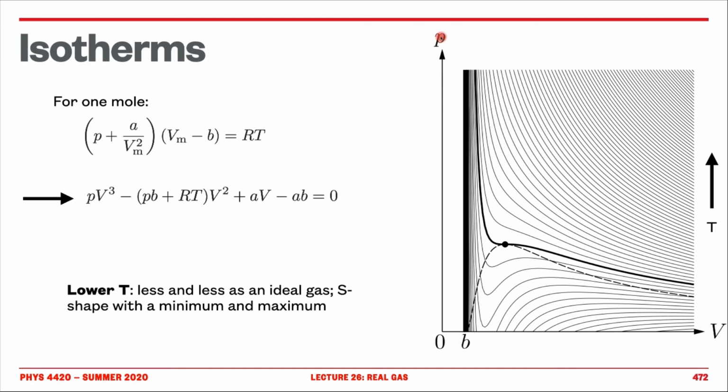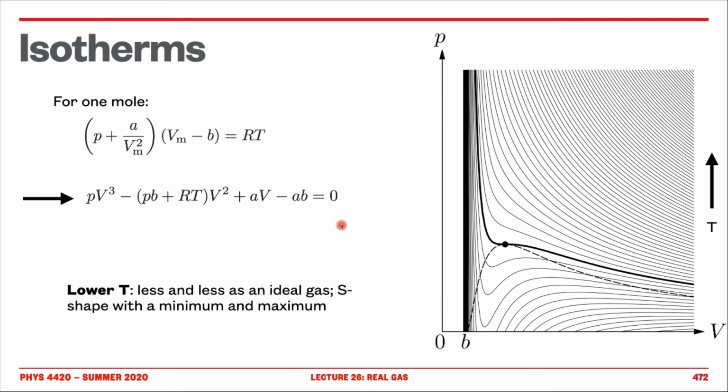So we can do the same here and write the isotherm. Isotherm simply means that we use T as a parameter. So we plot different curves like this for different temperatures. What we find is that we get this PV plot just using this equation.